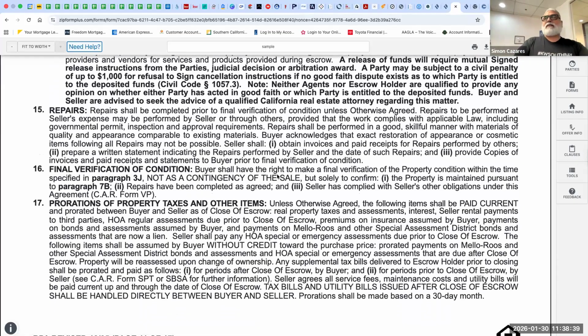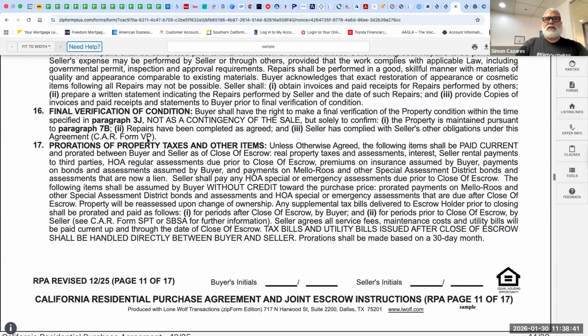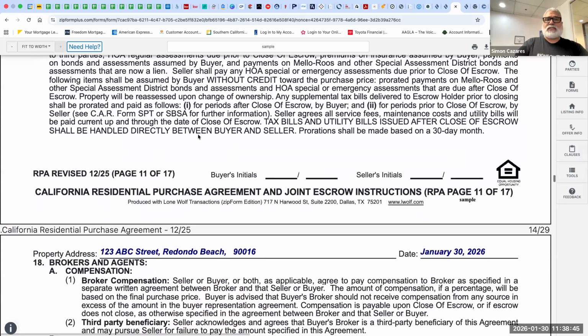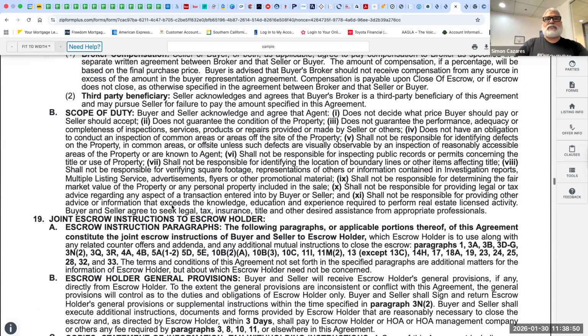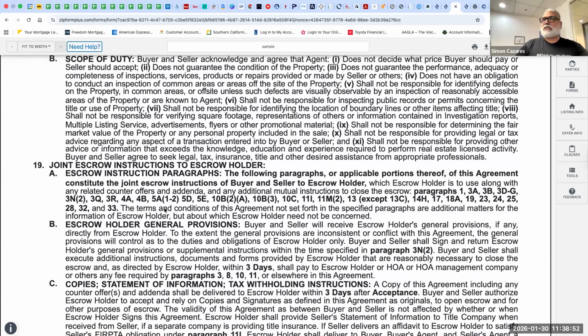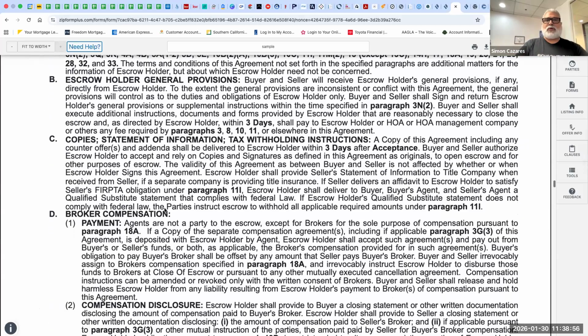Request the repairs, we talked. The buyer has every right to do inspections. Final walkthrough, we talked about that the buyer has 5 days before close of escrow to do their final walkthrough. Compensation, we talked about commissions and how that works. Joint escrow, we talked about that the escrow is in alignment with the purchase agreement and how escrow works.